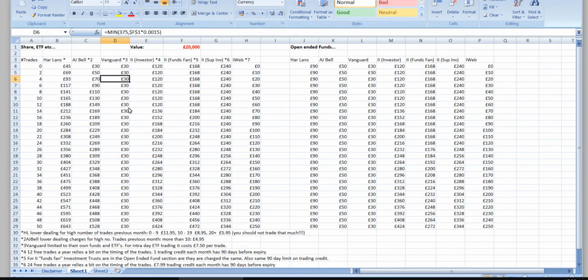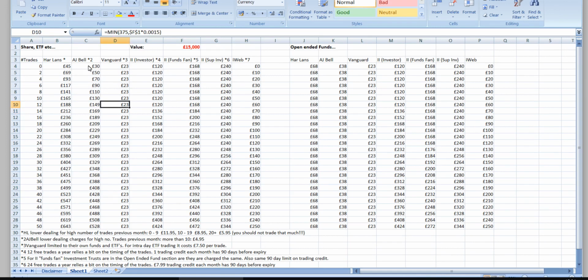I'm sure there's an easy calculation to do to find the point. Oops, that was a mistake. There we go, we're getting close. So around £15,000, Vanguard gets more expensive for 4 trades a year. But obviously it depends on how often you want to trade and what you want to buy.